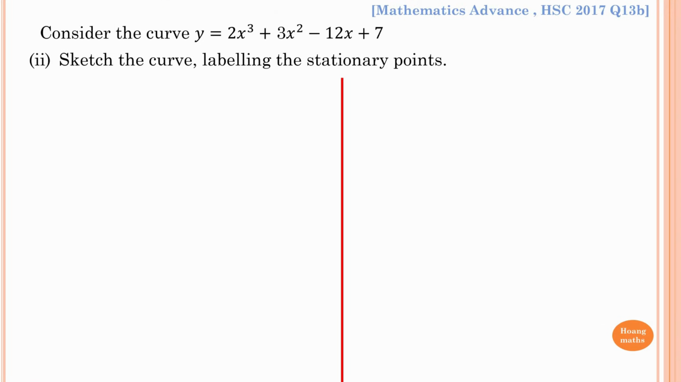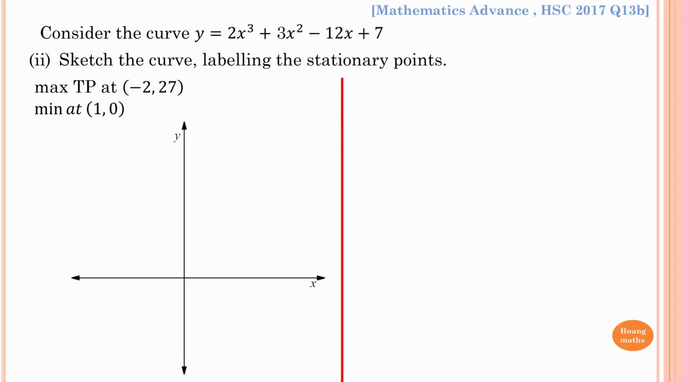To sketch the curve, first of all we know that the maximum turning point is (minus 2, 27) and the minimum turning point is (1, 0). To sketch this, first of all (minus 2, 27) is roughly here. And don't forget, we can easily find the y-intercept when x is 0, so the y-intercept is 7. Please make note of that as well. So (minus 2, 27) we have already, and (1, 0) is roughly here. Then we'll just sketch it.